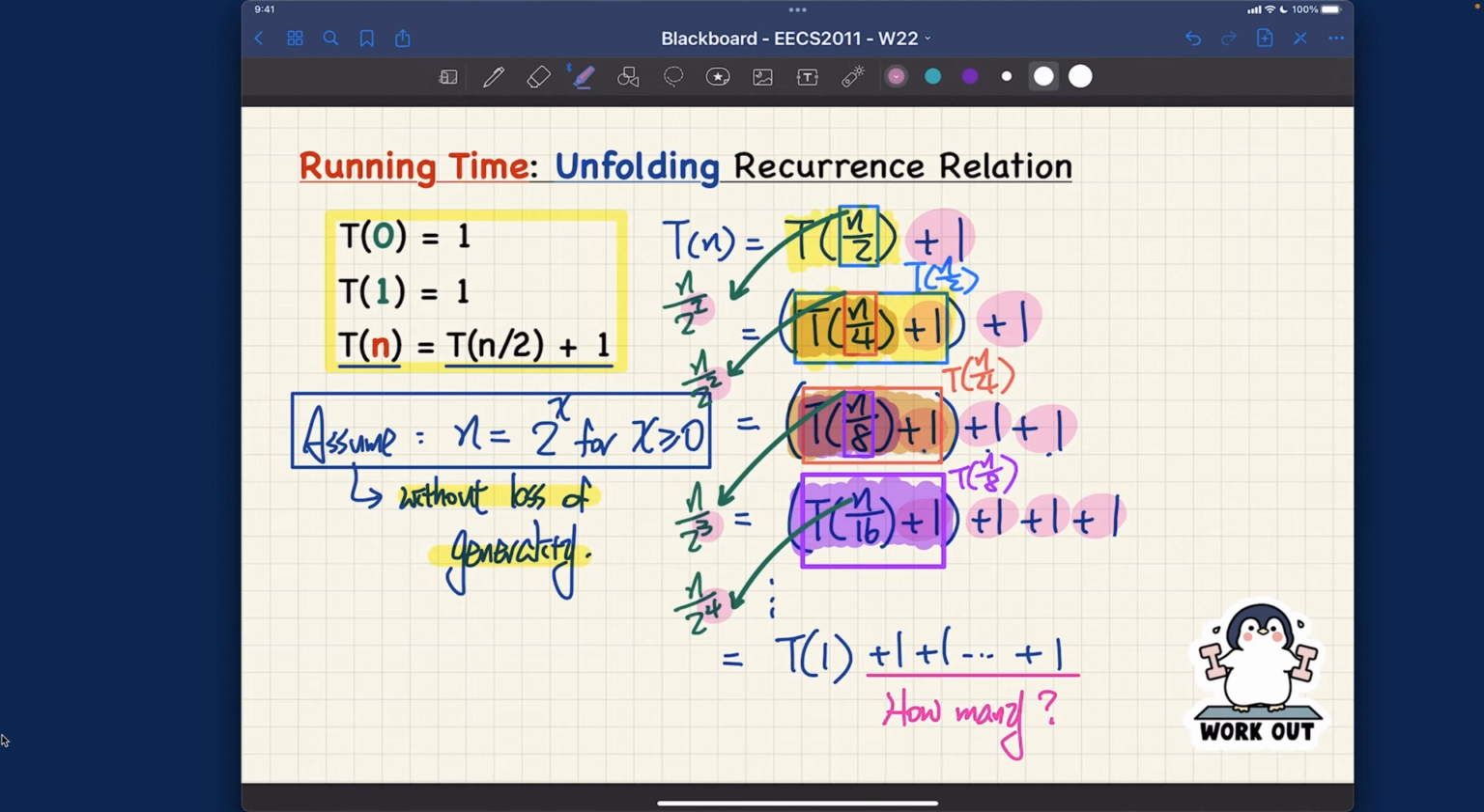Always, most likely you will have to rewrite the expression slightly for the input size, right? And how do we know how many plus 1s there are? So we have to turn this 1 over here into this particular shape. That's a really critical part over here. So this is the 1 over here. Can we rewrite it in a way that fits this pattern, like an n over 2 to the power of something?